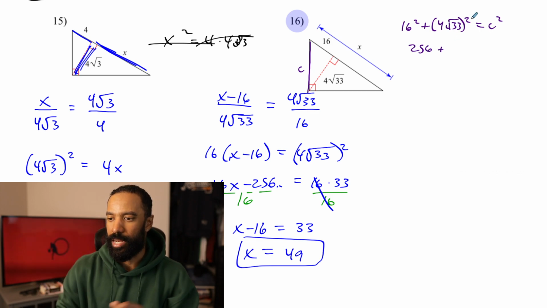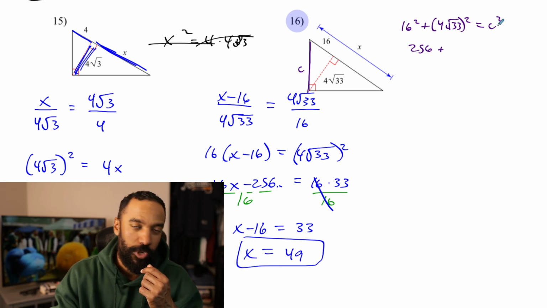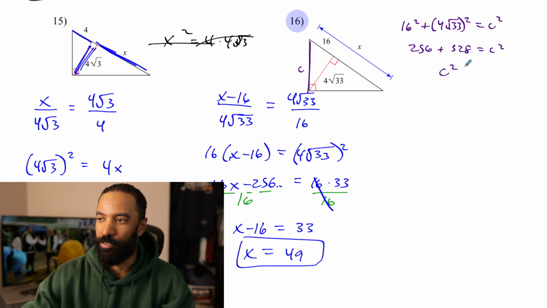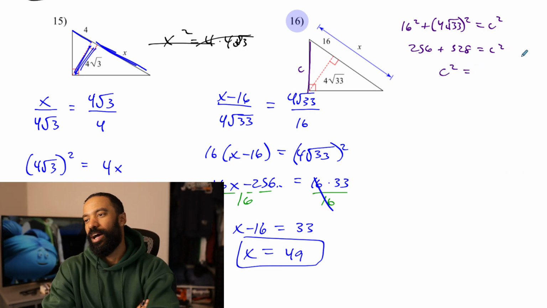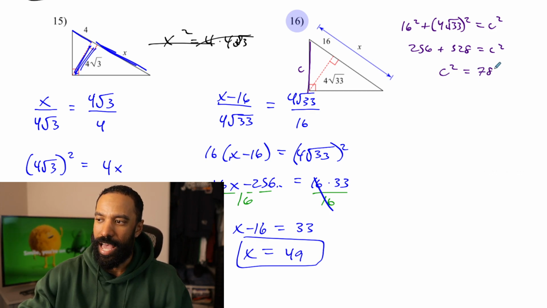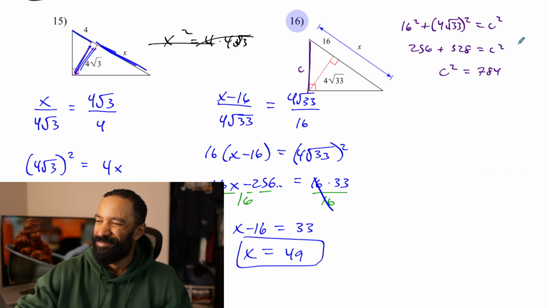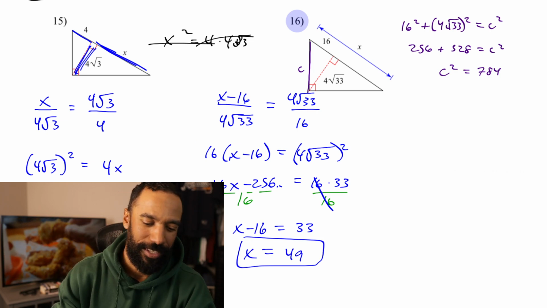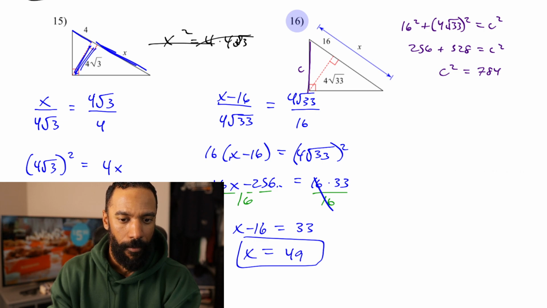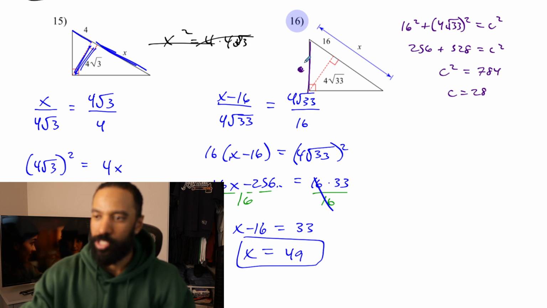256 plus, I never found out what 16 times 33 was. 528. And I don't know what 256 plus 528 is. 784. Oh, I think that is... Is that 28 squared? Let me check. 784 square root. Yep, 28. So c is 28. All right, that's a fun number.